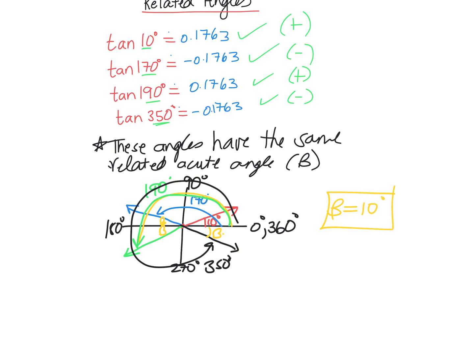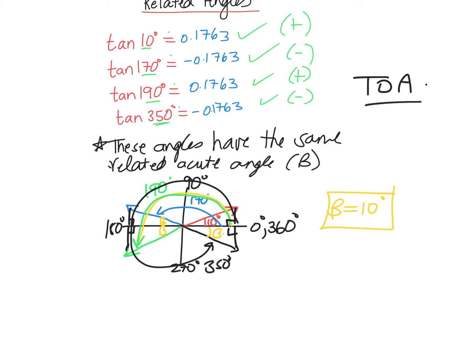So these 4 angles are referred to as related angles because they have the same related acute angle, which means that if I were to take each of these terminal arms and turn them into a little reference triangle, these reference triangles would all be similar triangles. They all have a 90-degree angle and they all have a 10-degree angle, which means automatically that they all have all 3 angles the same. And that means that the ratio between the opposite and adjacent side, which is what we look at for tan, they're all proportional to each other.